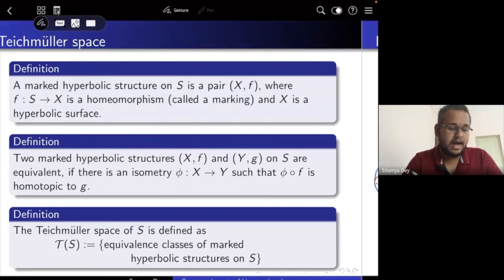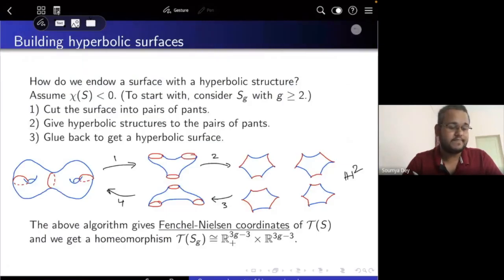Now, how do you actually come up with such hyperbolic surfaces? By the uniformization theorem, any surface with negative Euler characteristic can have a hyperbolic structure. For simplicity, we will be dealing with closed surfaces here. You take some S_G, which is a genus G surface for G greater than or equal to 2. I'll give an algorithm to get a hyperbolic structure on this surface S_G.